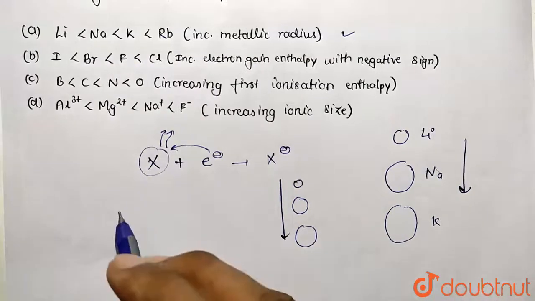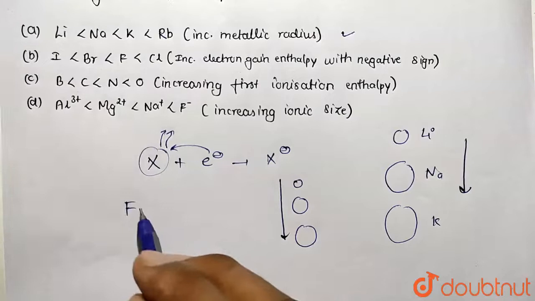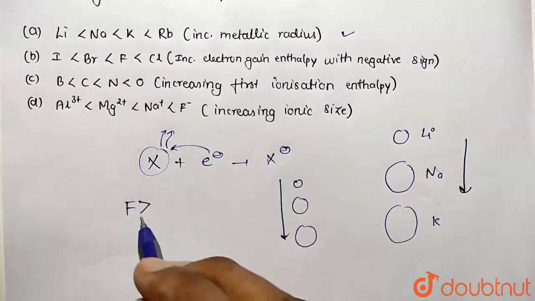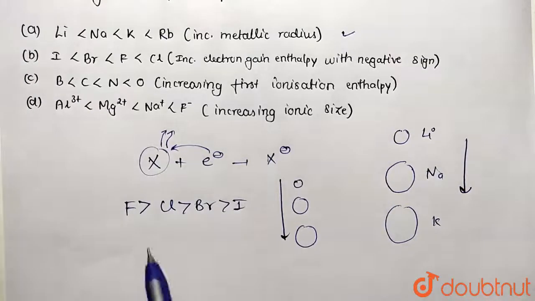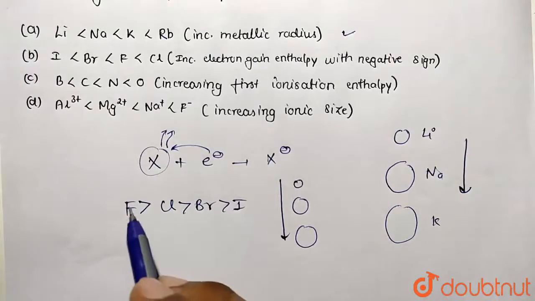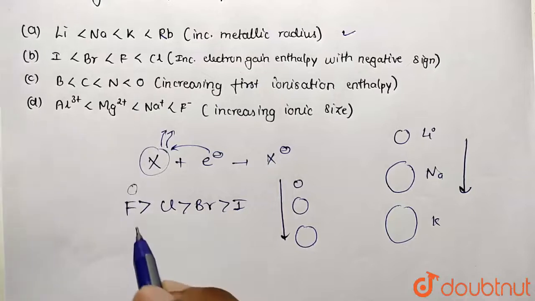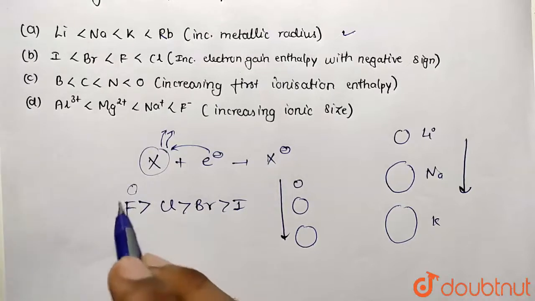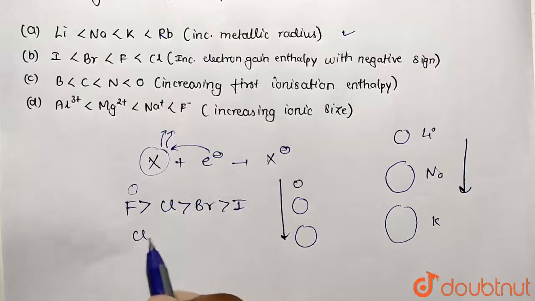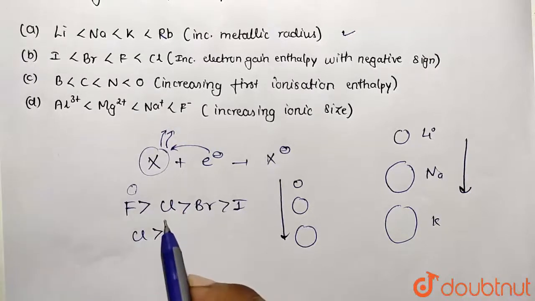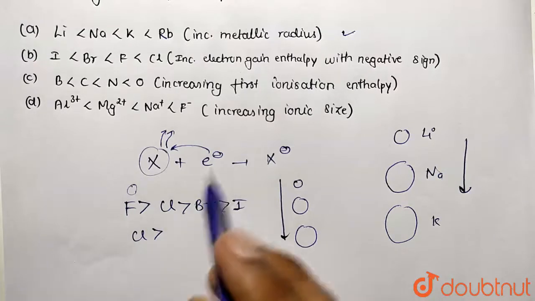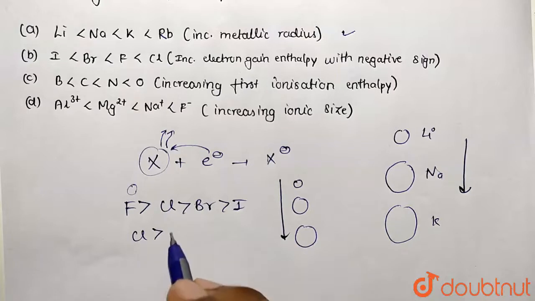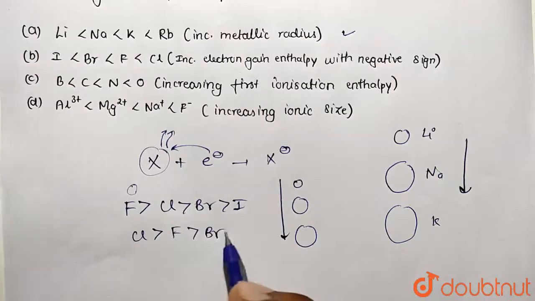So there should be a general order that fluorine must be smaller in size, so it must have the highest electron gain enthalpy. Then should come chlorine, then bromine, then iodine. But what happened? Due to the exception case in fluorine, which is due to small size and inter-electronic repulsion, this becomes less and chlorine comes greater, because in chlorine there are 3p orbitals which are not facing any repulsion issue. That's why the electron gain enthalpy value of chlorine is going to be more as compared to fluorine, and the rest of the order is going to be as it is.